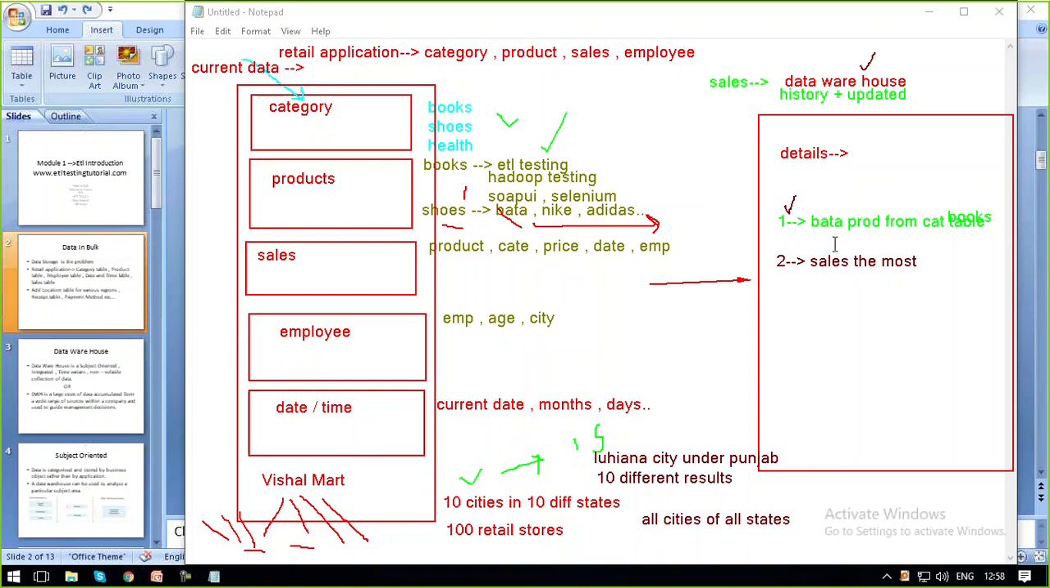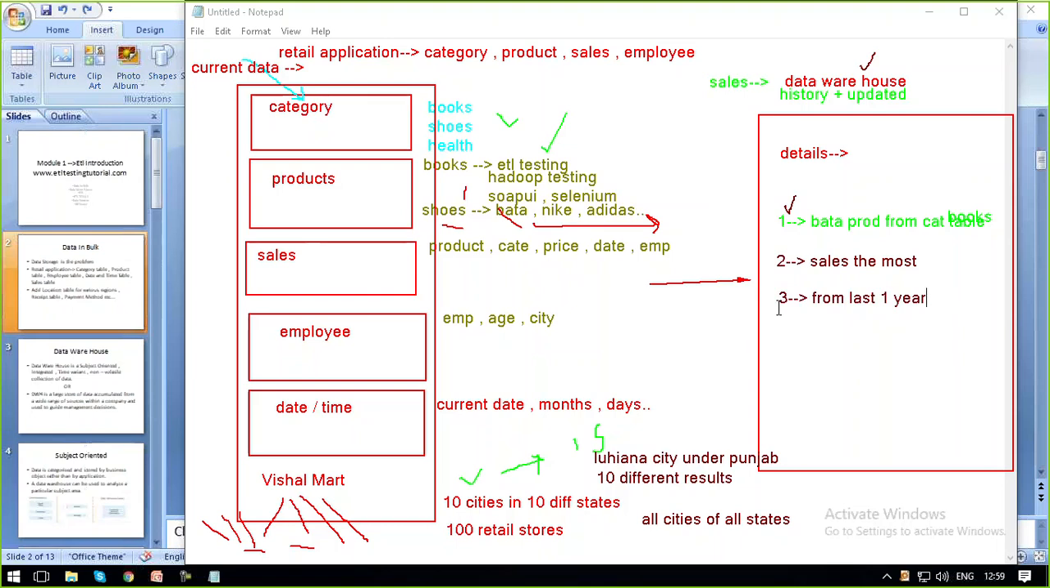Right? So sales is the second way to look at this data, how the data warehouse will help us. The third way is the time. The time variant, again a very important thing. The time at which, let's say from the last 1 month, or from the last 1 year, how many employees that mart, that store hired, and how many employees that store fired in the past 1 year. That is again one more way in which the data warehouse will help us.